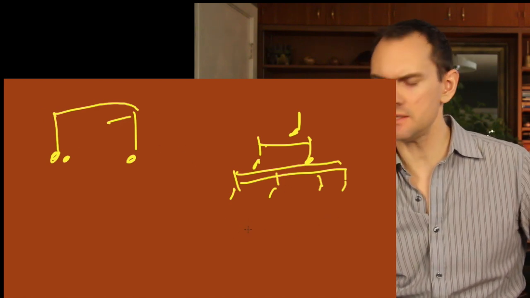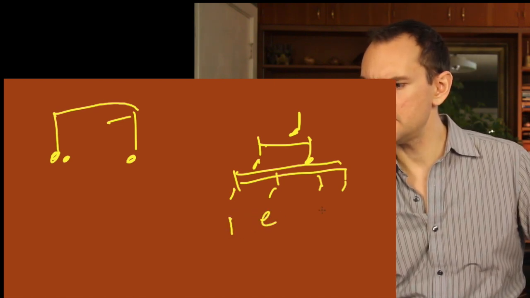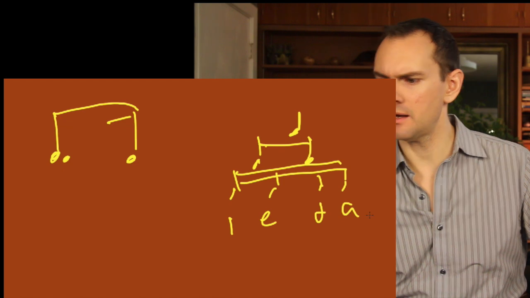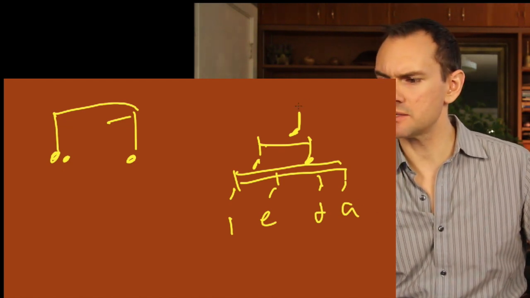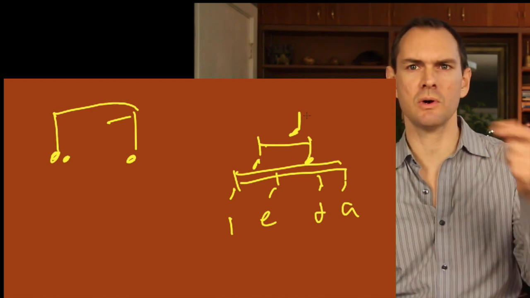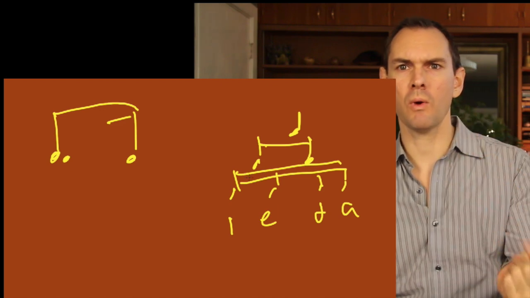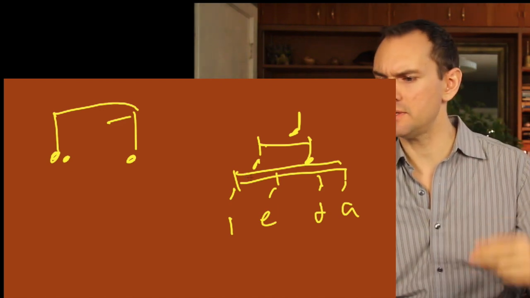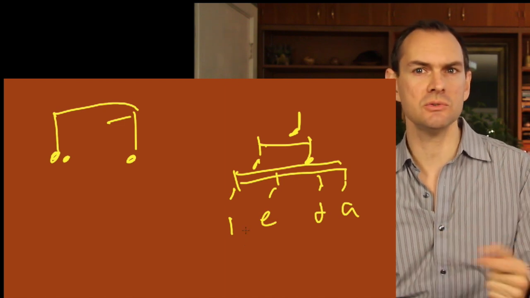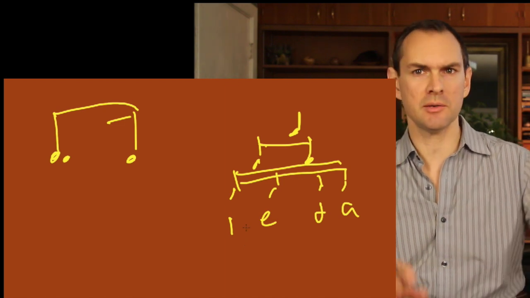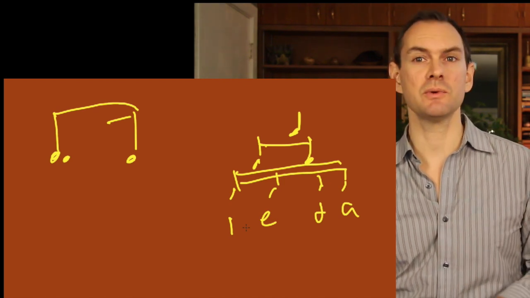The way that we count these, the way that I count these, and a lot of people count these, is 1 E and A, 1 E and a, 2 E and a, 3 E and a, 4 E and a. Because this is basically just 1. Quarter notes, we just count 1, 2, 3, 4. Eighth notes, we count 1 and 2 and 3 and 4. And 16th notes, we count 1 E and a 2 E and a 3 E and a 4 E and a. So we have these, right?